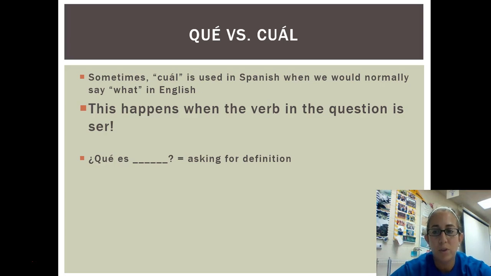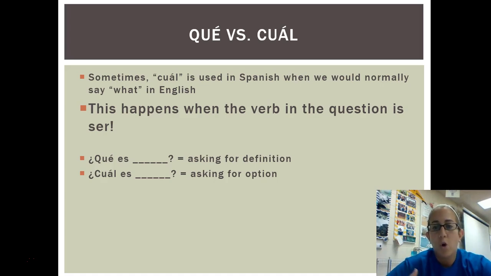¿Qué es la computadora? What is a computer? We're asking for a definition. What is a computer? Well, it's a machine and it can do all sorts of things, okay? Versus ¿cuál? Is we're asking for an option. So out of all of these things, what is it? So if I wanted to ask what the capital of the United States is, which one do you think I would use? Would I use ¿qué or cuál?